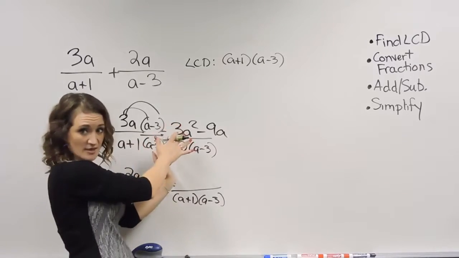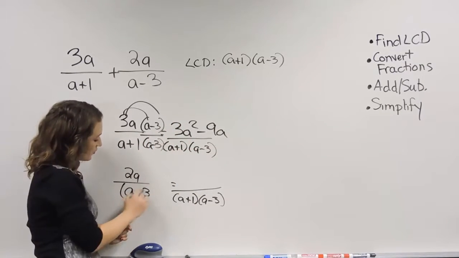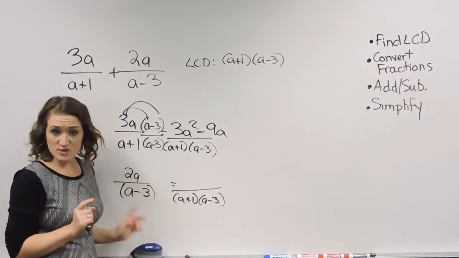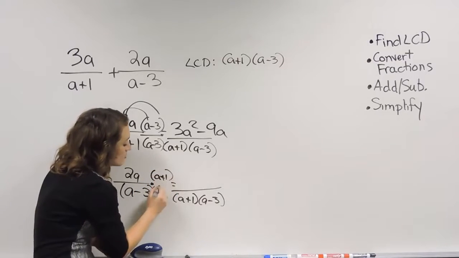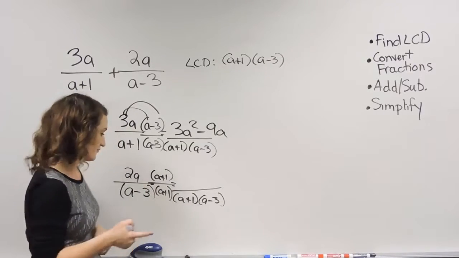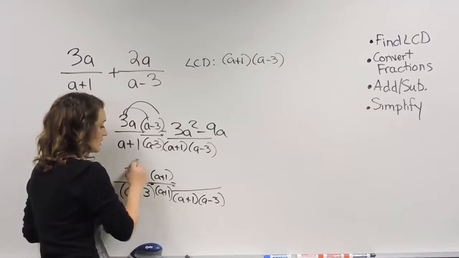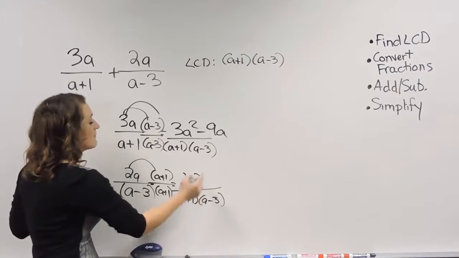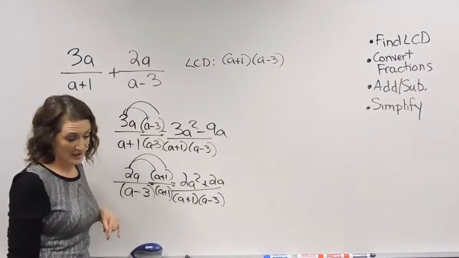Let's pause here and convert this bottom one. Looking at it, we have a minus 3, but we need the a plus 1 to be a part of it. So we're going to multiply top and bottom by a plus 1. We have to distribute again here. 2a times a is 2a squared, plus 2a times 1 is 2a.